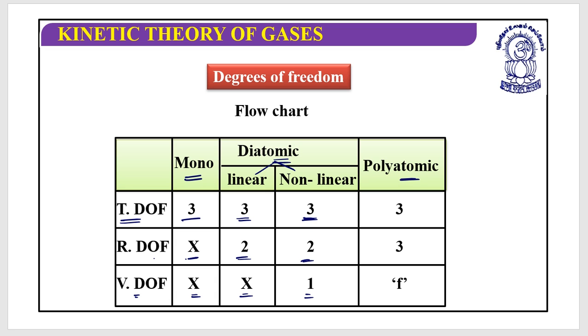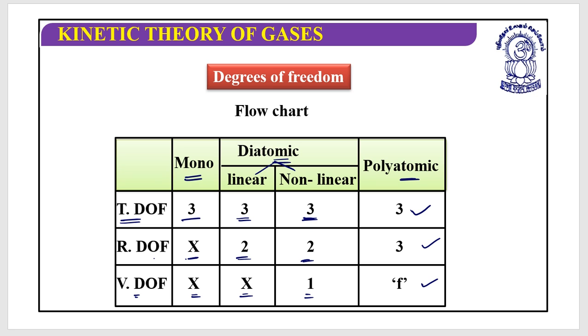Next, let's discuss the polyatomic gas. What would be the situation in polyatomic gas? When I say it's a polyatomic gas, then translatory degree of freedom will be 3. The rotational degree of freedom will be 3, and vibrational degree of freedom will be F. F is the number of degrees of freedom that we have represented. I hope this is clear.